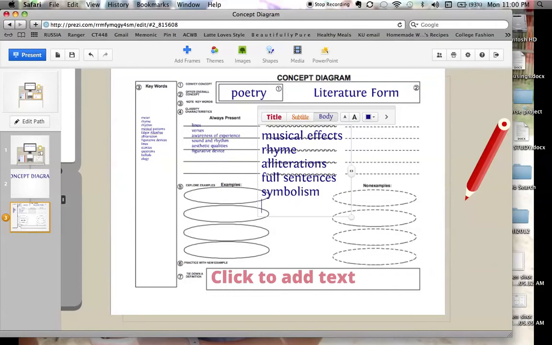We'll sometimes see symbolism. Types of poetry we'll see epic poem. Sometimes we can see dialogue. We can see punctuation. So those are just a few things that we're going to see in poetry.